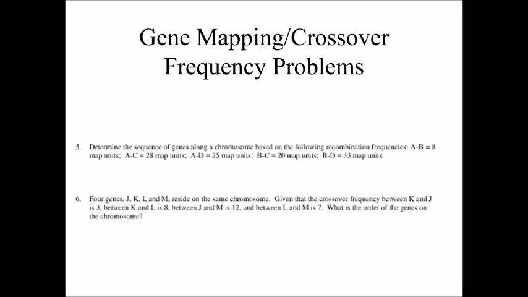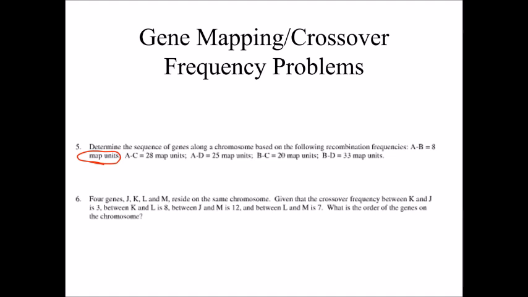So here we have: determine the sequence of genes along a chromosome given the following recombination frequencies. A and B crossover or have 8 map units. Sometimes instead of telling you the percentage of the time they cross over, they give you this unit called a map unit, which, like I said, they're using almost like an inch or something, like a unit of measurement. Each map unit, though, is equal to 1% crossover.